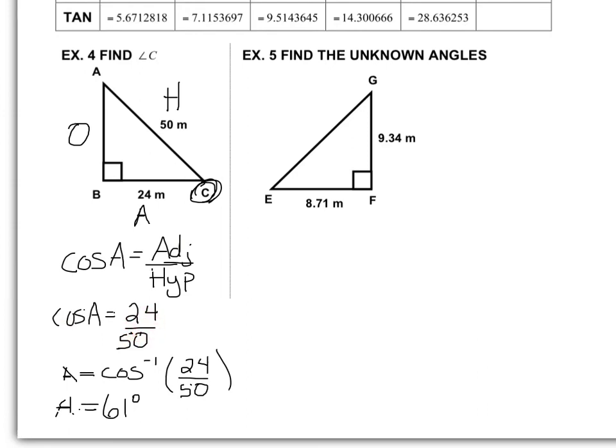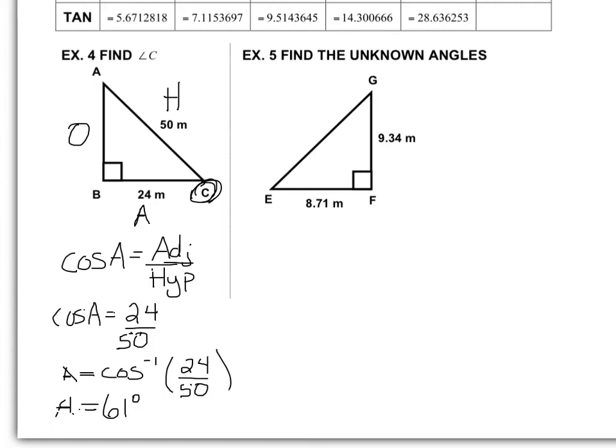Take the cos over to the other side and do cos inverse and just put this in brackets, 24 over 50. And then grab your calculator, go shift, then hit your cos, and then do 24 divided by 50. Or if your calculator's the other way, you'll probably go 24 divided by 50, hit equals, and then go shift cos, and then probably equals again.